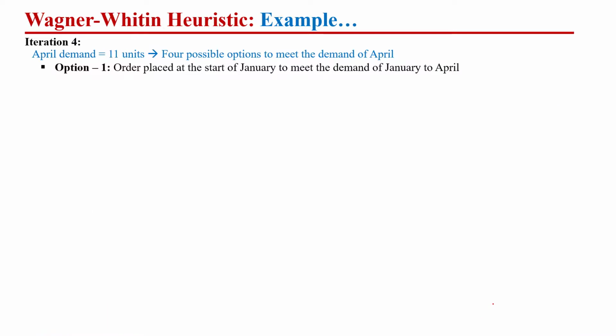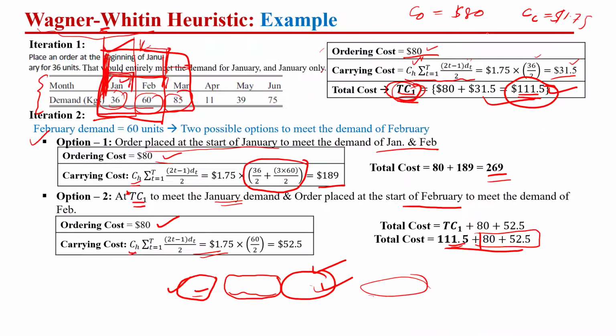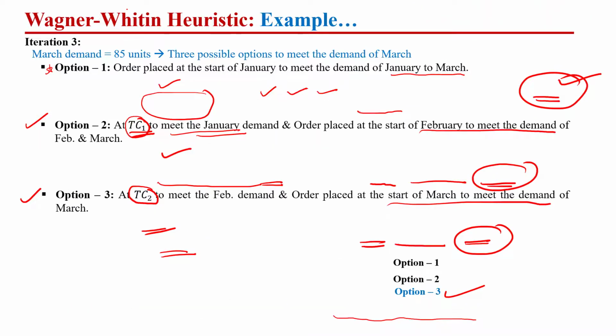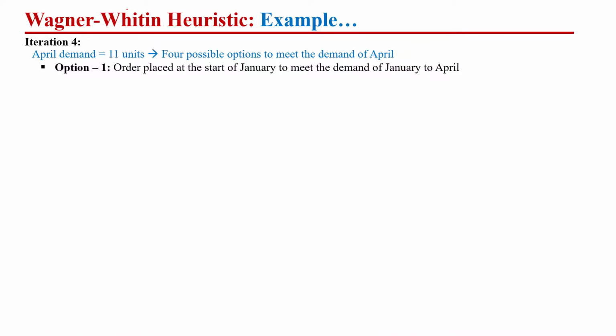Now, according to the Wagner-Whitin algorithm, because we are talking about January to June, now I'm considering the problem with respect to April. That means from January to April, right? So if I'm considering January to April, we have 4 options. Option number 1 is in order to meet the demand from January to April, we should place the order at the start of January to meet the demand of January to April.